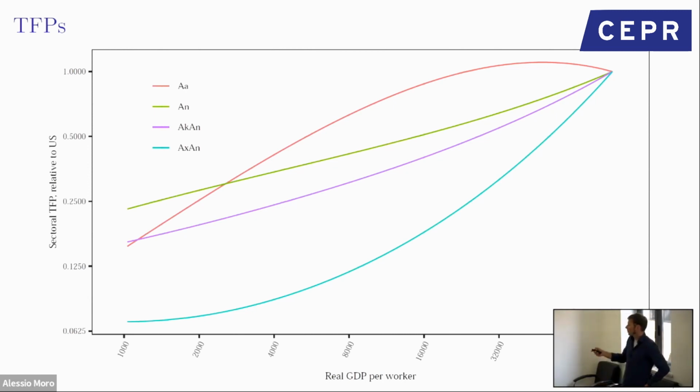And of course, the main thing is the red one, which is agriculture. And here you see a strikingly non-linear shape. If you go to a middle-income country, actually there is no TFP difference in agriculture, even though there are big differences in labor productivity in agriculture.